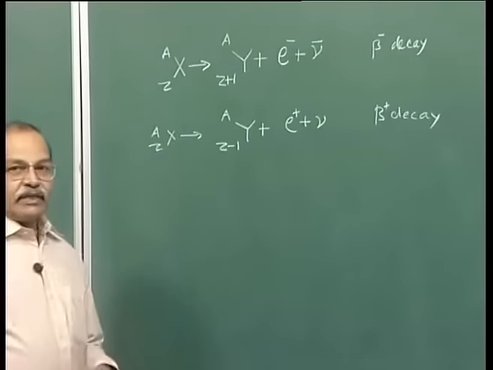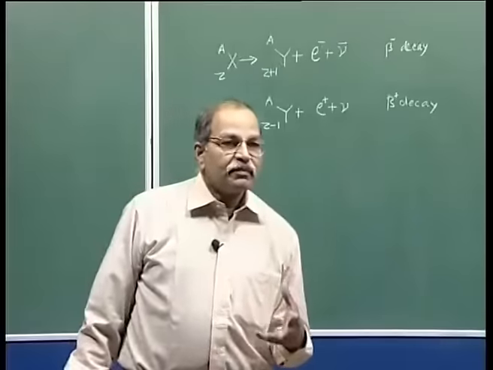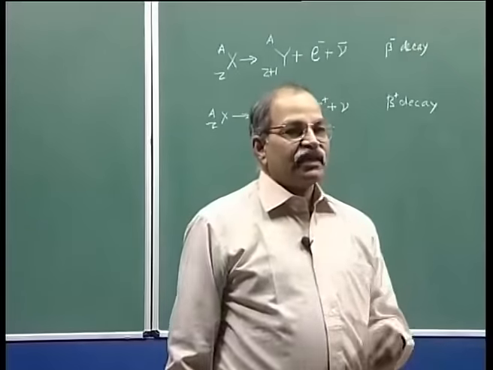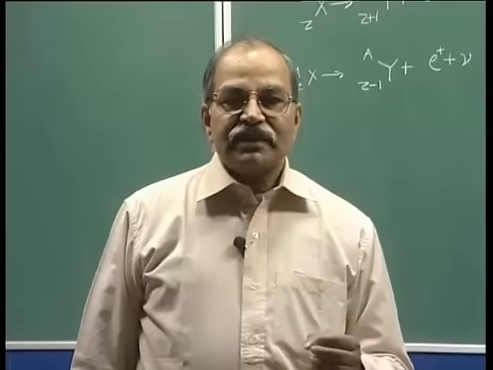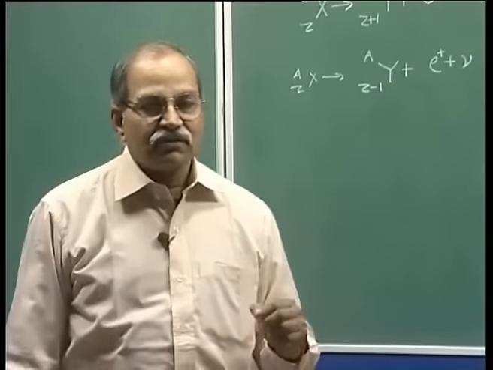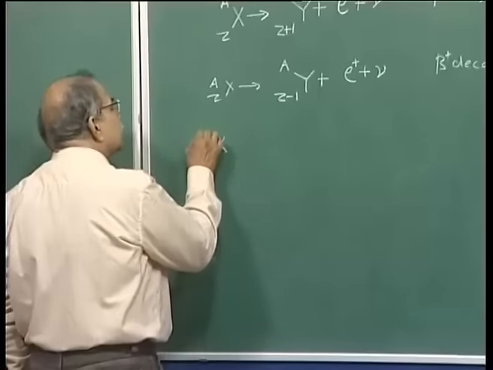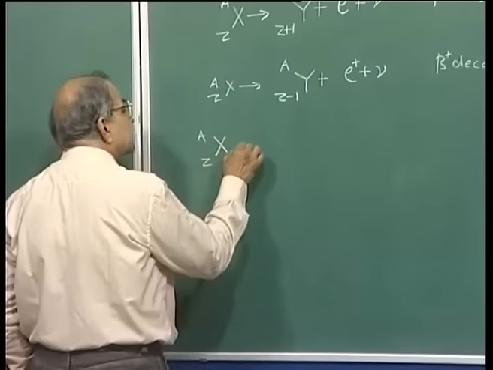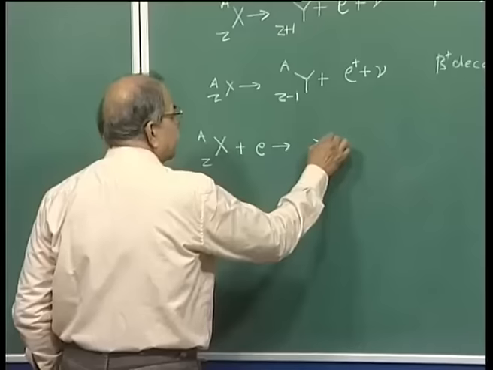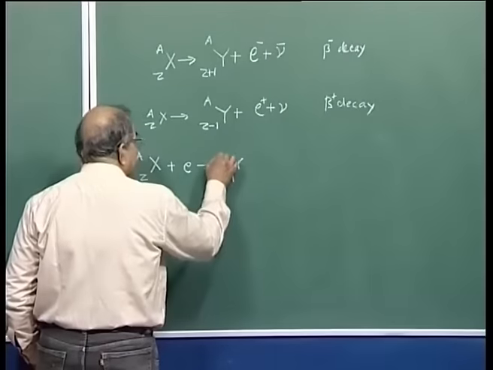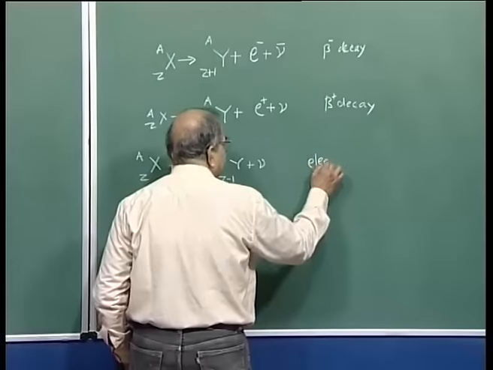And then, in any real experiment or phenomenon, the nucleus is part of the atom and you have atomic electrons. So this nucleus can capture one of these electrons from the orbits. In that case, X with A and Z will take up an electron, and that will make Y with Z minus 1 and A, plus a neutrino. This is known as electron capture.